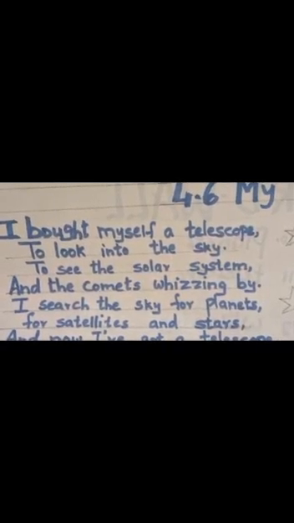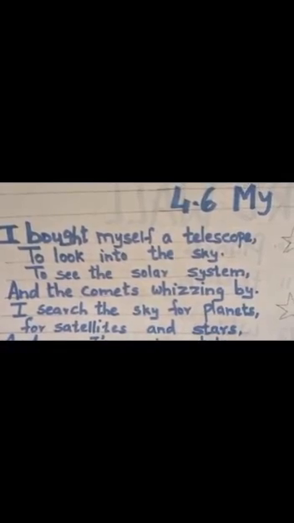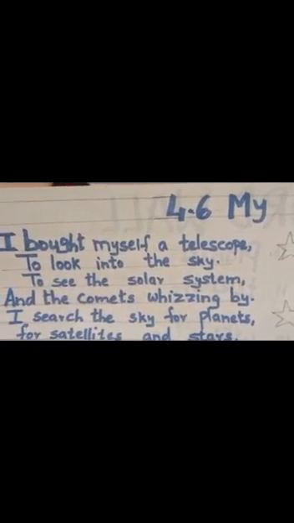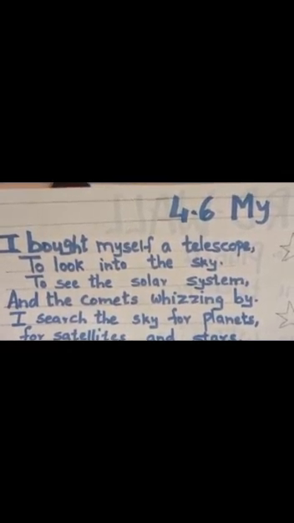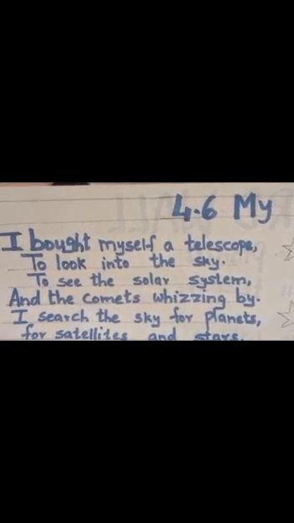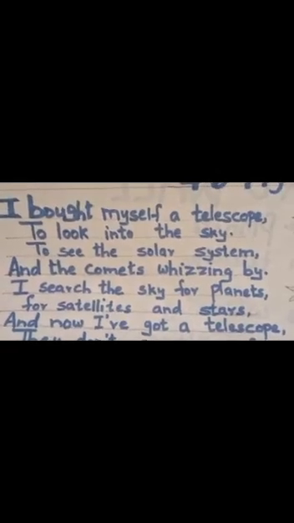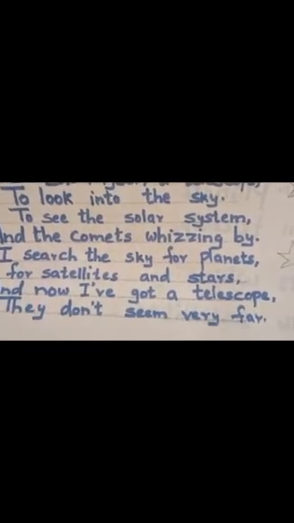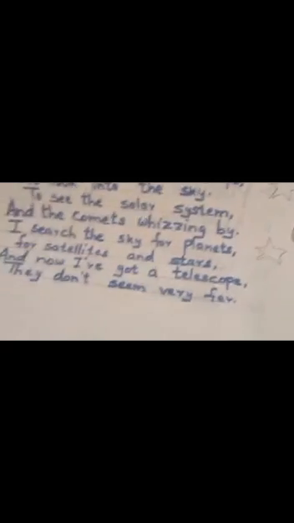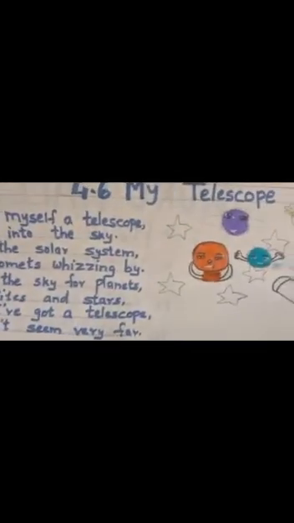So children, first we will go through the whole poem. I bought myself a telescope to look into the sky, to see the solar system and the comets whizzing by. I searched the sky for planets, for satellites and stars, and now I've got a telescope. They don't seem very far. It's brought them very close to me. It's made the stars my friends, except of course when I make a mistake and look through the wrong end. So, this poem is written by Tony Bradman.